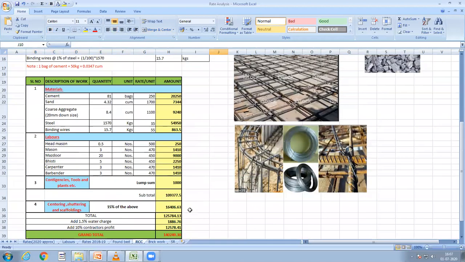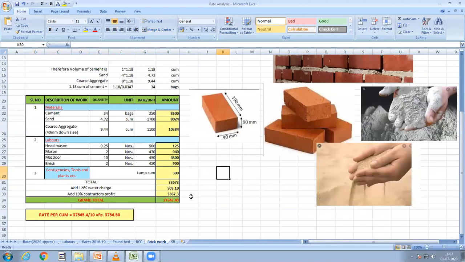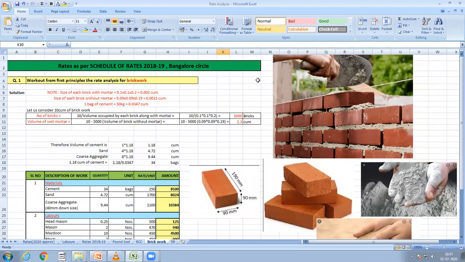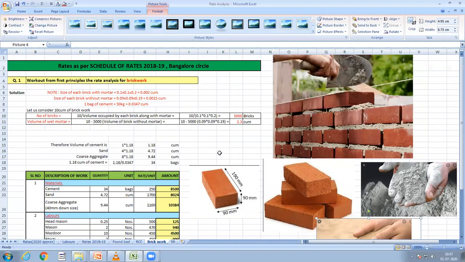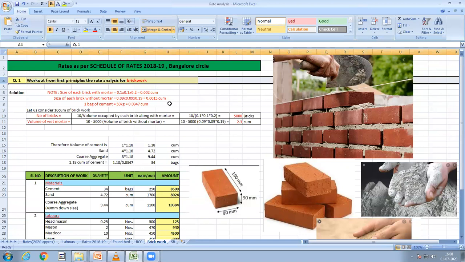Okay. Now let us come to the brickwork. To construct the brickwork, we need brick, cement and sand. You should know the size of each brick, everything, to find out how many bricks are required to construct the brickwork. Here the calculation will be quite different, since we are using mortar, not concrete. So your question will be: work out from first principles the rate analysis for brickwork.